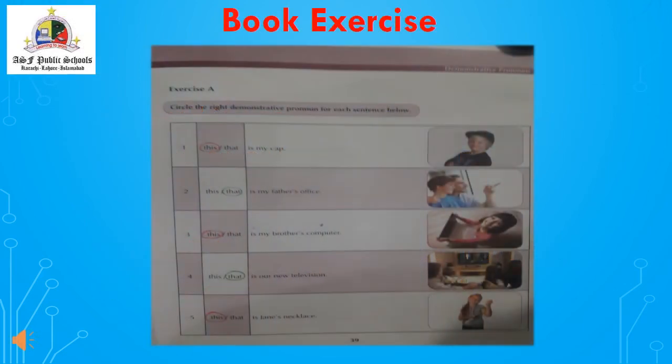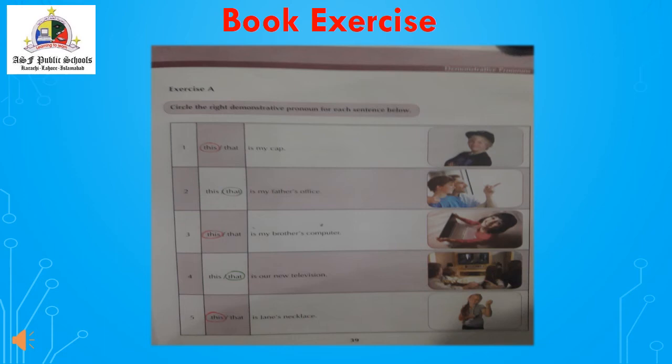Now kids, you have learned what are demonstrative pronouns. Now we will do some practice. For practice we will do the book exercise. It's page number 39 and exercise A. In the first sentence, the boy is wearing the cap. So the cap is near to him. The answer is this. In the second sentence, the boy is pointing towards the far thing. So the office is far from the boy. The answer will be that.